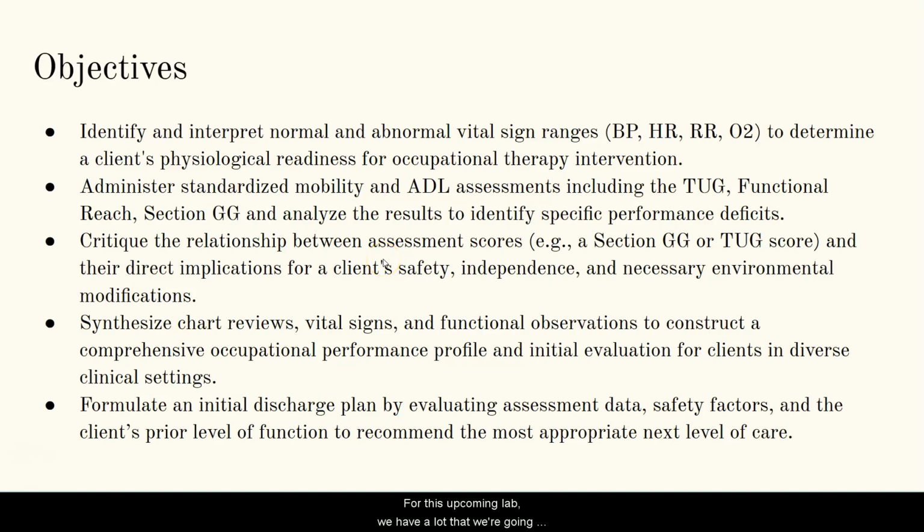For this upcoming lab, we have a lot that we're going to get through. You are going to be assessing vital signs and learning how to do manual blood pressure. You will be administering functional mobility and ADL standardized assessments. You will be critiquing and analyzing the scores. You'll be synthesizing all of the information and then really formulating a discharge plan.